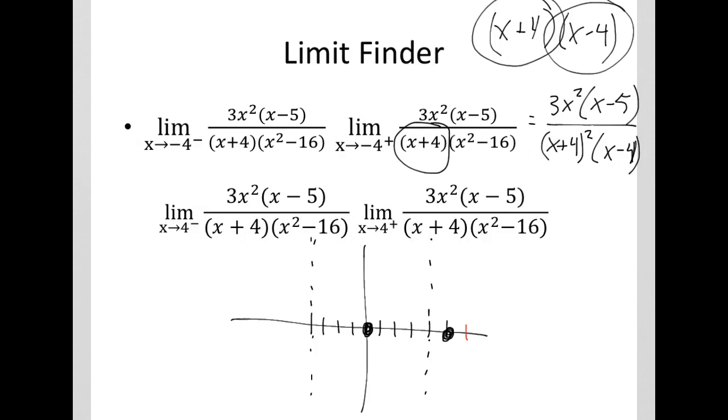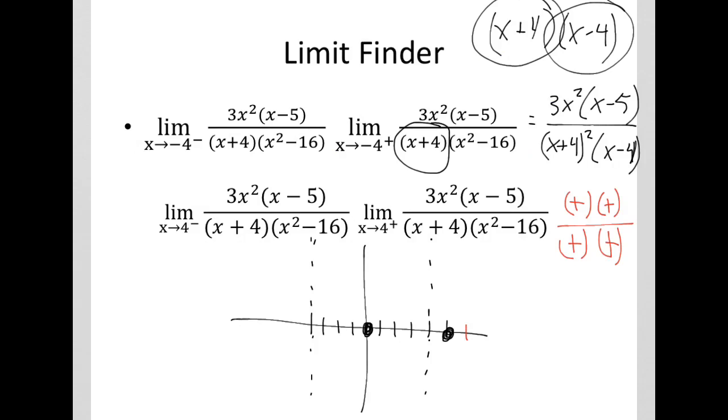So let's try 6. If I plug into my function 3x squared with a positive 6, well, that's positive, times x minus 5, well, 6 minus 5 is still positive, over (x plus 4) quantity squared, that's positive no matter what x is because it's squared. And then finally 6 minus 4 is also positive. So all those terms are positive. That's telling me to the right here I am positive. But I know that I have to cross at that 0.